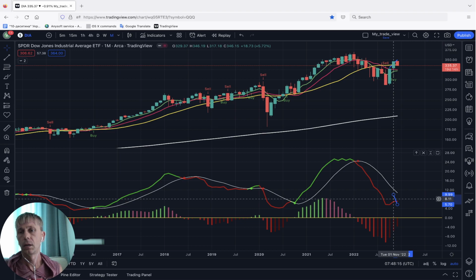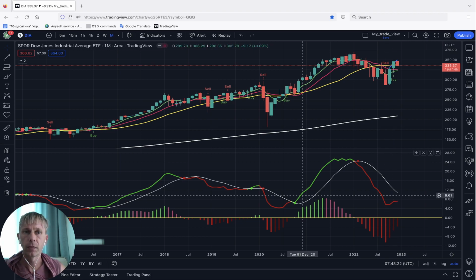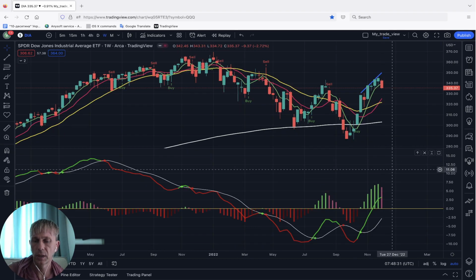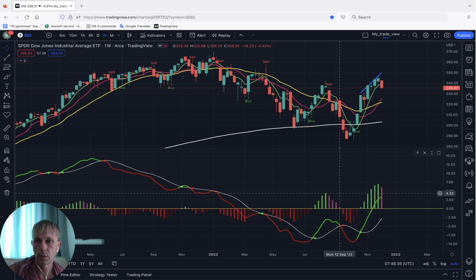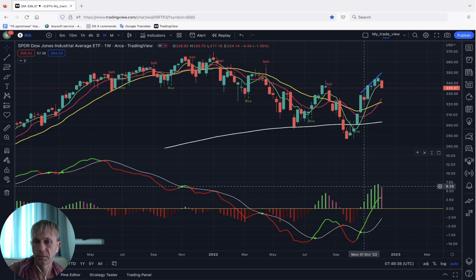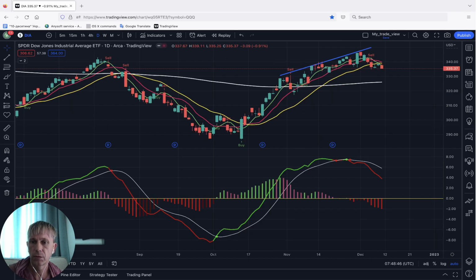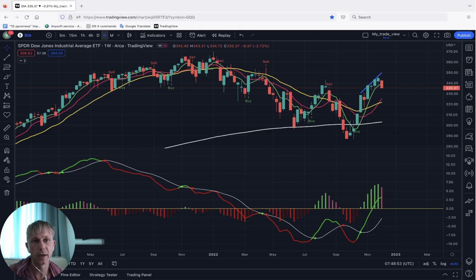Bearish trend on monthly. Let's check weekly. Weekly it will be different, right? Weekly it's a bullish trend. Bullish trend weekly, no divergences. Still bullish with no divergences. But daily is different, right? Daily it has bearish divergences and it has a bearish trend. Okay. Daily is bearish, weekly is bullish, monthly is bearish.